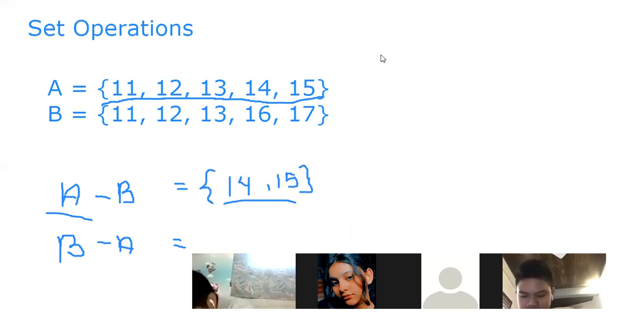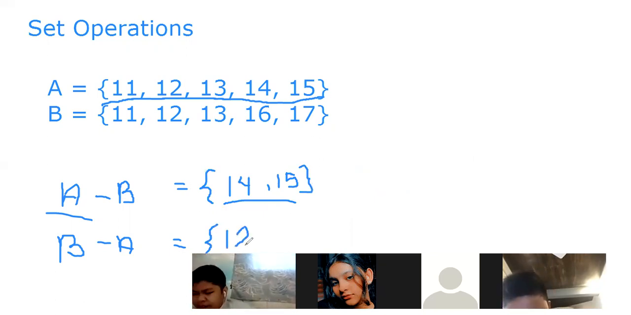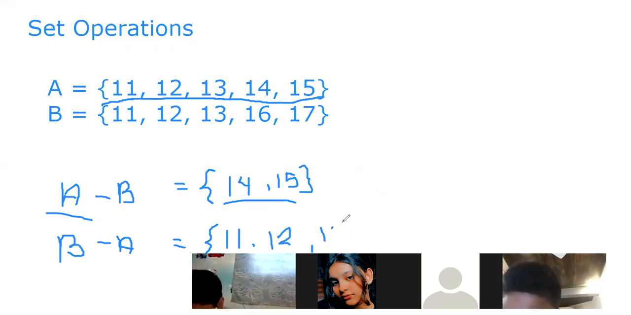So, let's go to B minus A. Sino-sino yung elements na naka-set B? We have 11, 12, 13, 16, and 17. Tama, di ba?